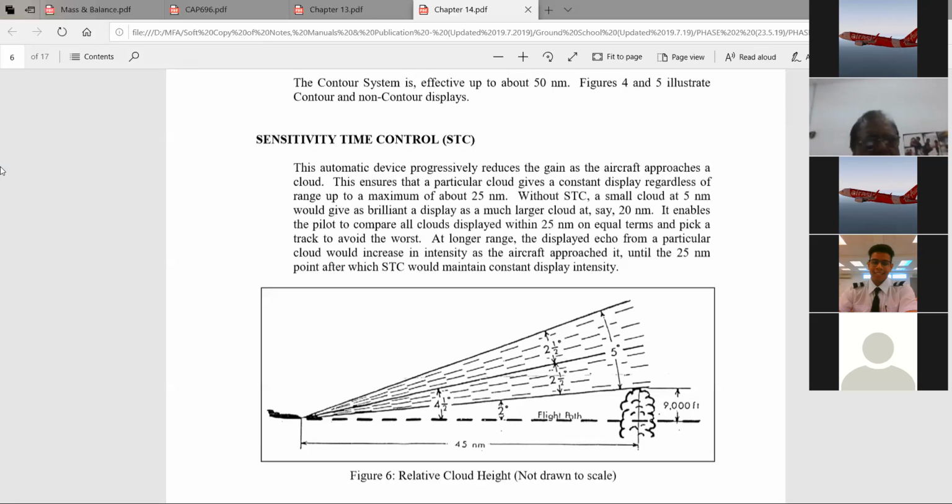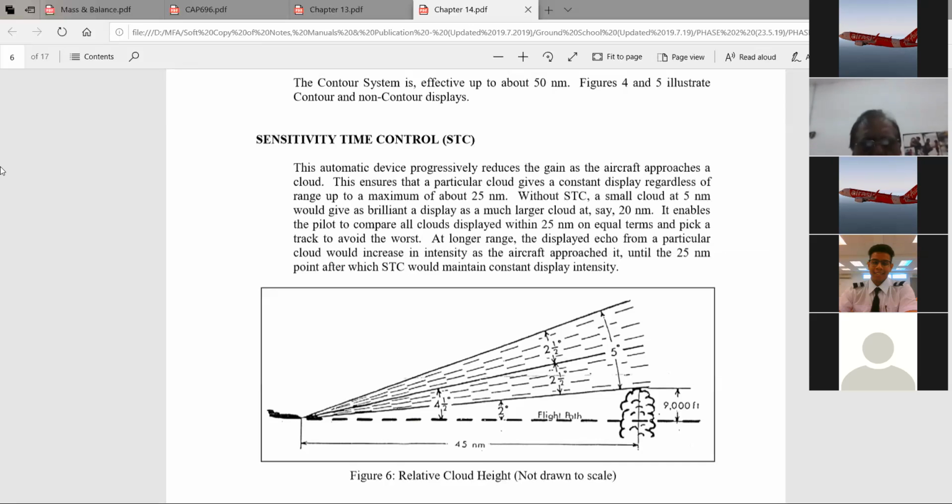The height of the top of the cloud is equal to range into actual tilt divided by 60. I repeat, range into actual tilt divided by 60. Range, actual tilt, divided by 60.